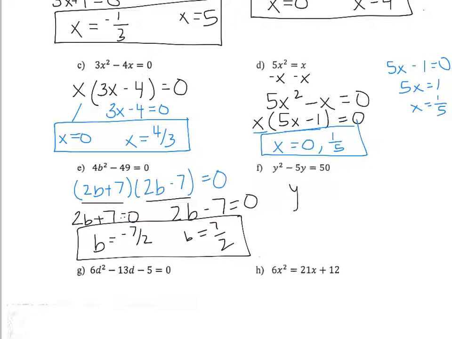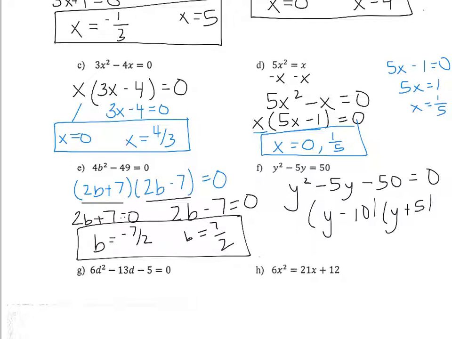So it's going to be y squared minus 5y minus 50 equals 0. Now, to factor this, I cannot factor by greatest common factor or difference of squares. So I do factors of negative 50 that add up to negative 5. So that's going to be y minus 10 times the quantity y plus 5 equals 0, because negative 10 plus 5 is negative 5, and negative 10 times 5 is negative 50. Then I set each one of these equal to 0, and I get y equals 10 and negative 5.